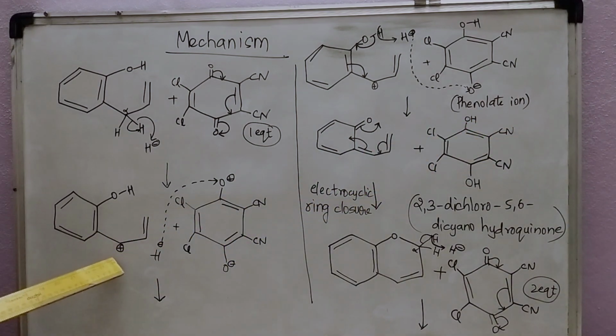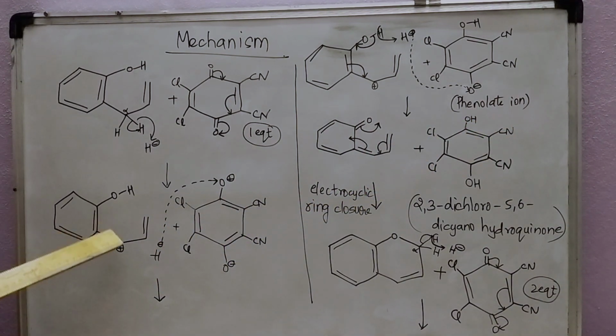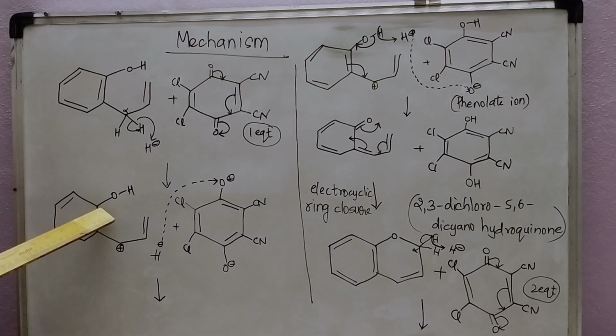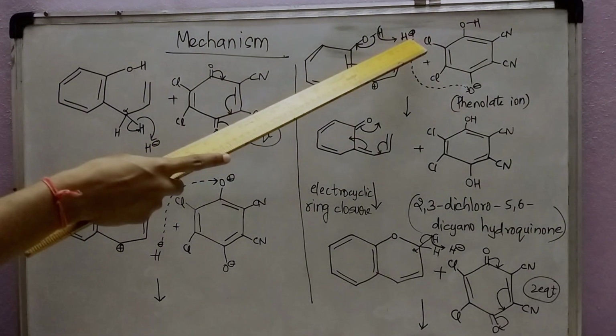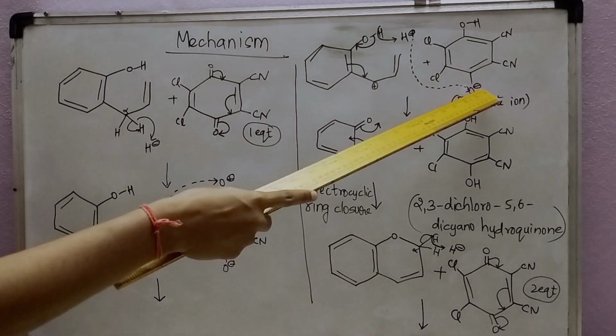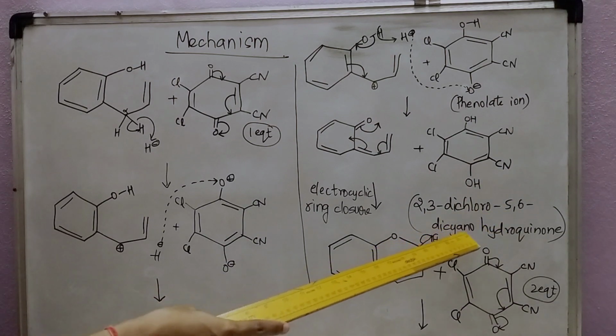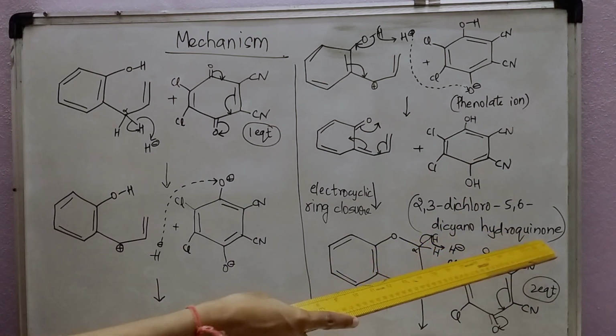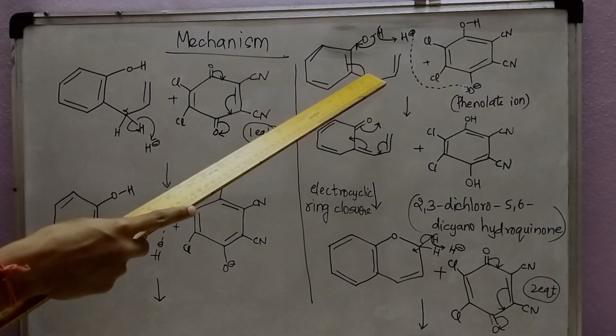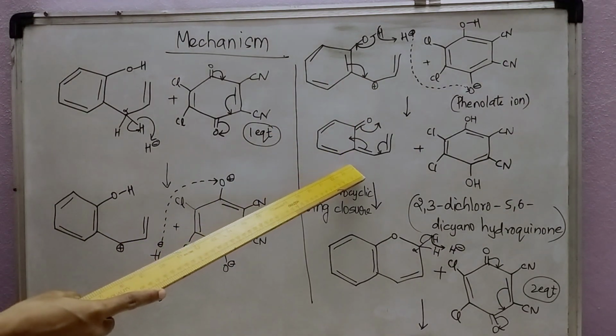As this carbon is positively charged, this double bond will be shifted here, and when the double bond is shifted here, this carbon will be getting a positive charge, and when this carbon gets a positive charge, the bond between oxygen and hydrogen is shifted here, forming a double bond, and this hydrogen will leave as H plus, and this H plus will be reacting with the negatively charged oxygen, giving us 2,3-dichloro-5,6-dicyanohydroquinone. And after the delocalization of these bonds, we'll be getting a structure like this.